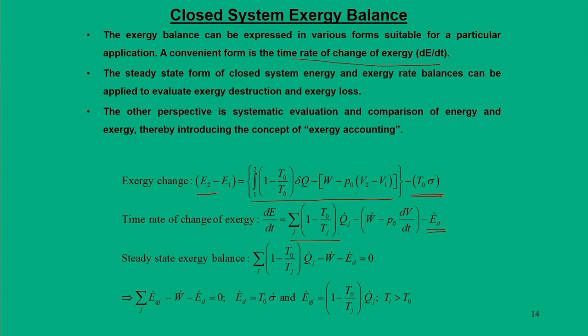And in steady state situations, this particular term vanishes, and finally we get the steady state exergy balance in this form. It involves multiple ways in which a system can interact with the environment or surroundings through different inlets or outlets. That means there are multiple exits and entries of the system, for which we represent the exergy transfer due to heat transfer as E dot Qj, the exergy transfer due to work remains as it is, and ED is this.